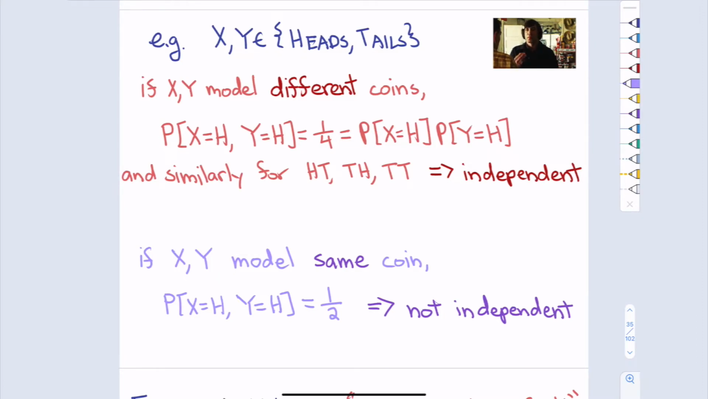One half this and one half that, and they have nothing to do with each other. But on the flip side, if x and y modeled the same coin, in other words, you're flipping one coin and the output gets assigned to x and y, then of course you'll get heads-heads half the time, tails-tails half the time, and never heads-tails or tails-heads, because they're just reflecting the same thing. This example is obvious, but when it gets more complicated, it's not clear when things are dependent or independent. So you have to be careful.